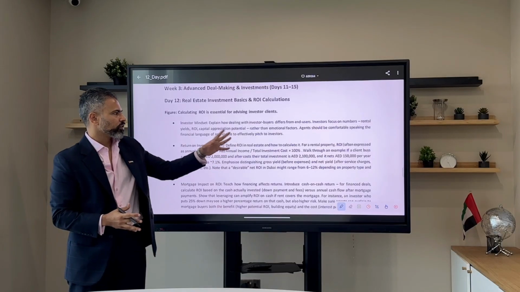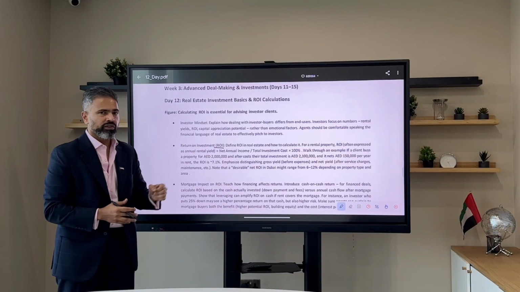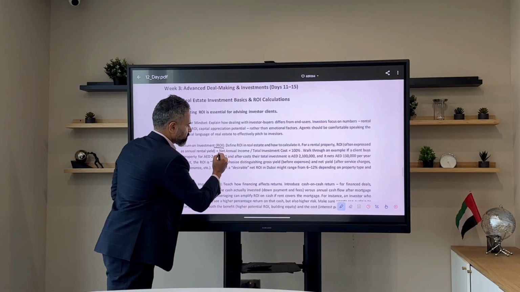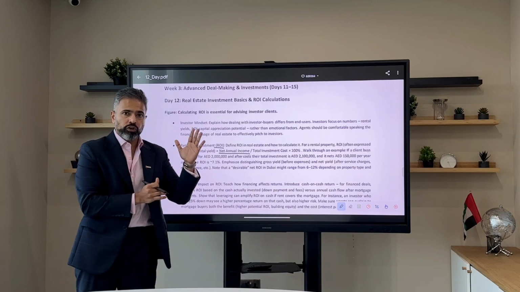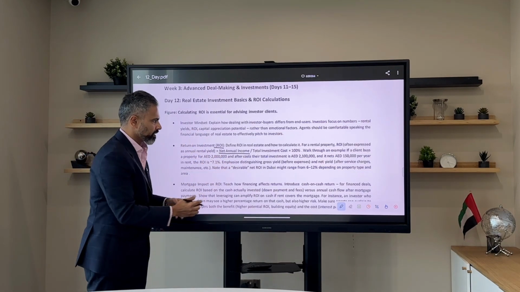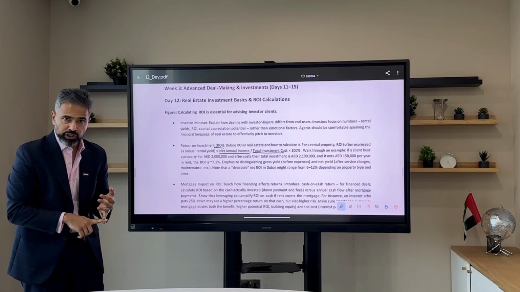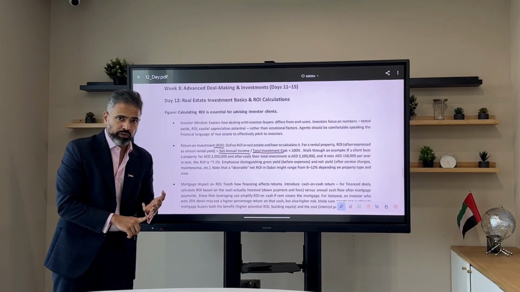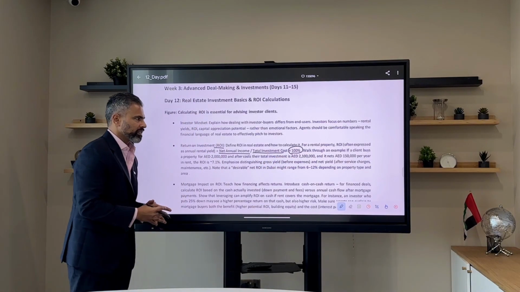ROI in real estate and how to calculate it. For a rental property, ROI, which is often expressed as annual rental yield, is calculated based on net annual income, the net income that you're able to generate, which is the gross rental income minus whatever the service charges may be, divided by the total investment, which is the total property purchase value plus whatever closing fee you had to pay, multiplied by 100 to calculate it as a percentage.